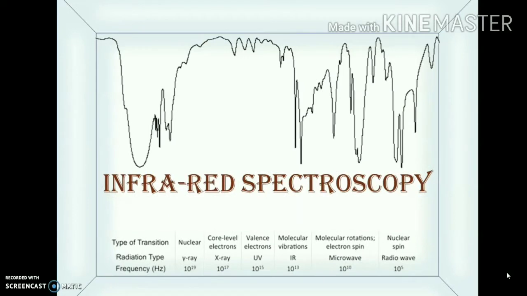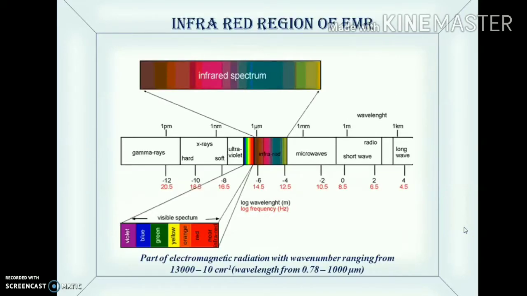Infrared spectroscopy. We will learn about IR spectroscopy, which is also called vibrational spectroscopy. Why? Because vibrations are responsible for this type of technique. Now, when we say IR spectroscopy, we definitely mean that we are using a part of electromagnetic radiation called infrared. This infrared is a very small portion of the huge EMR, which lies between the UV-visible and microwave regions. But it extends through a huge wave number range from 13,000 to 10 centimeter inverse.